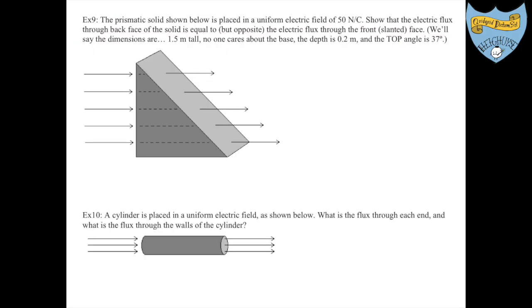This is example 9 from your notes packet. They're representing here a pretty common, simple Gauss's law scenario where you have an electric field, represented by the arrows there, going through some kind of a solid, in a particular orientation. Then they want to know things like the flux through the back face, the flux through the front face. In this case, specifically, it wants you to show that the flux through the back and the front is equal and opposite.